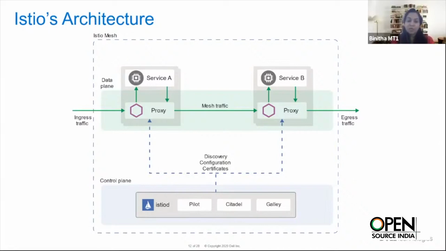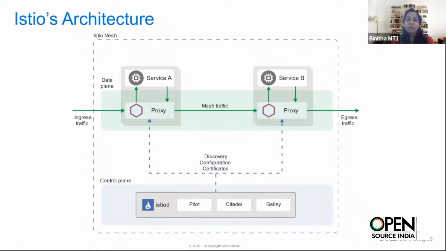If you want to see how Istio does it, you have to understand the Istio architecture, and also what the various components in Istio are. On a high level, if you look at the figure in front of you, you can see that there is a data plane. Data plane is nothing but a set of intelligent proxies that run along with your services. And then you have a control plane, and in the control plane you see components like Pilot, Citadel, Galley, and also Istiod.